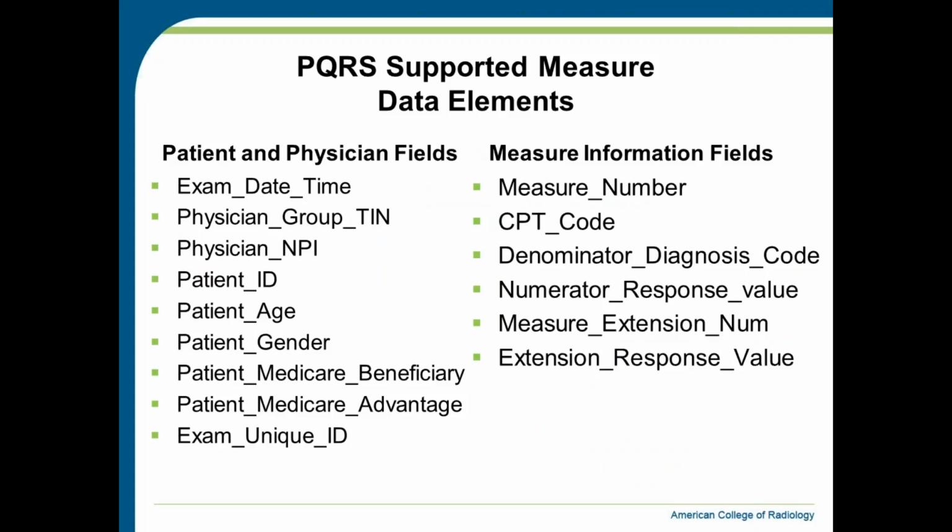This is just a slide of some of the data elements that are required for the claims-based measures. Like I mentioned, there are a number that are listed here on this slide, but essentially we need information about the patient, we need information about the physician as well as their physician group, and then most importantly we need the measure information. So what measure are you trying to use, what CPT code has your provider billed for, the denominator is essentially the population, etc.